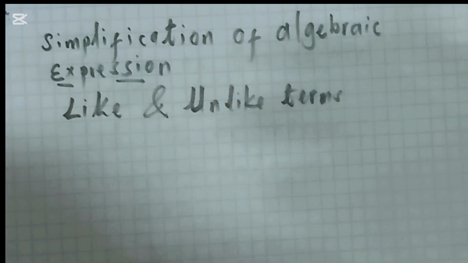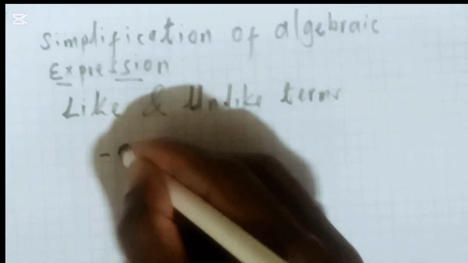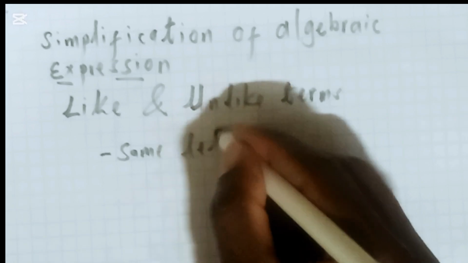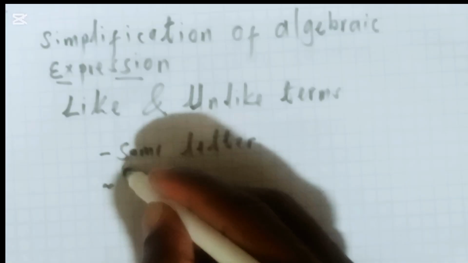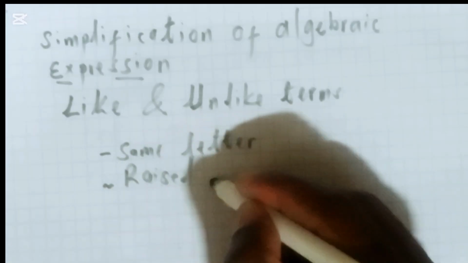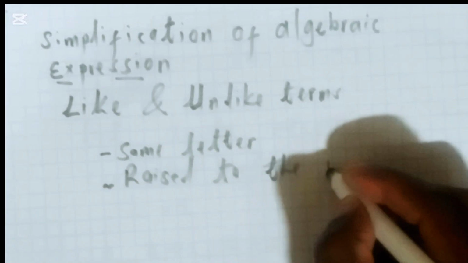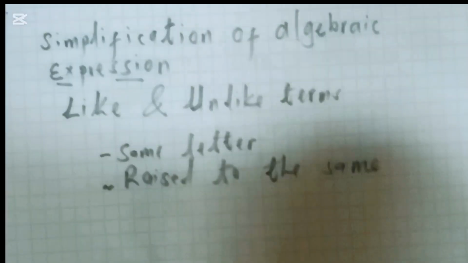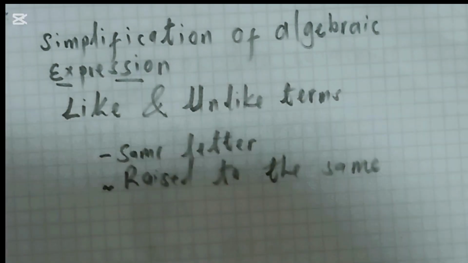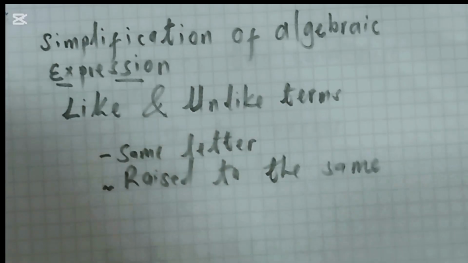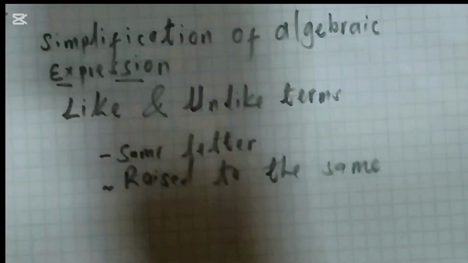All right. So terms are only like if they are of the same letter and they are raised to the same power. It is only these two conditions that qualify a term to either be like or unlike. So for like terms, they have to be of the same letter and they have to be of the same power.